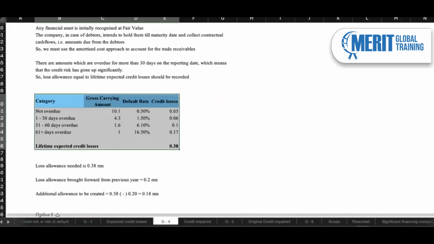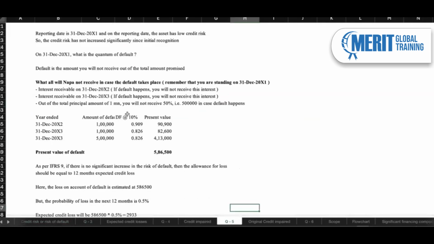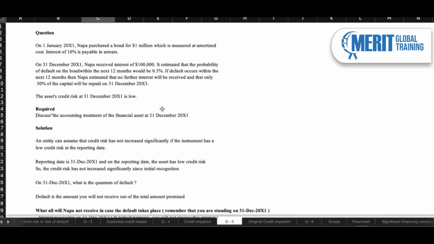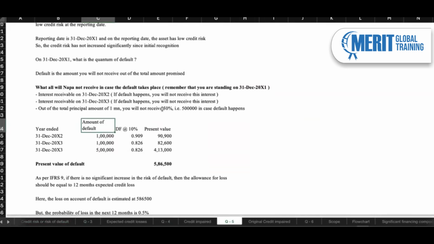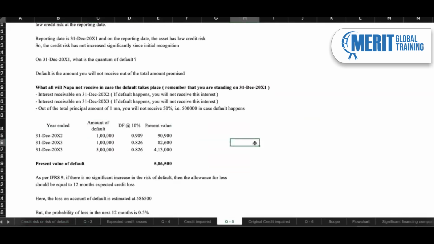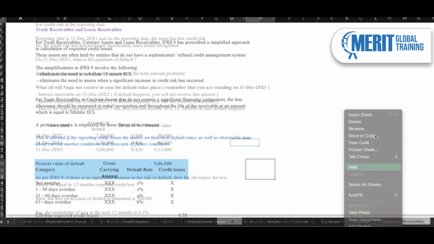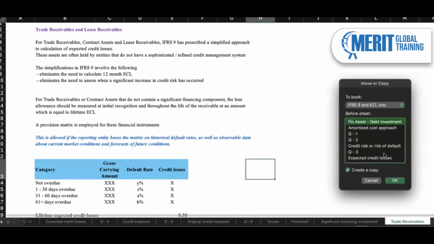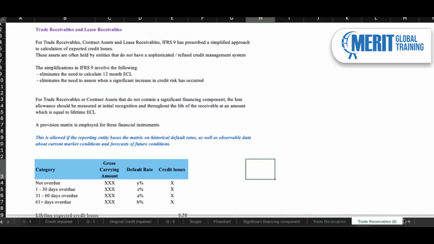Like we saw, we did one question on this, right? What did we see in this question yesterday in this calculation? We considered that if a default occurs, what is the default that is expected to occur in the next 12 months? The amount of default in the next 12 months, that is your 12-month expected credit loss. Lifetime defaults are basically if a default takes place, what amounts would you end up not receiving over the entire life of the financial asset? So we'll modify this a little. Trade receivables to.